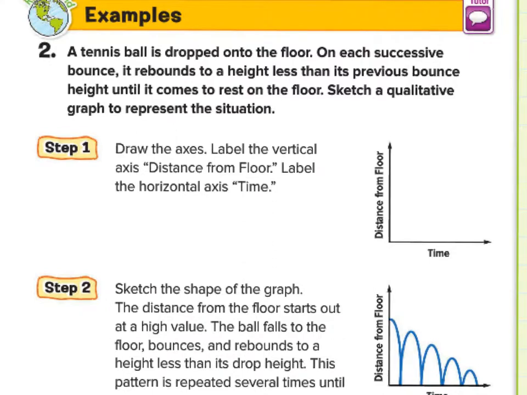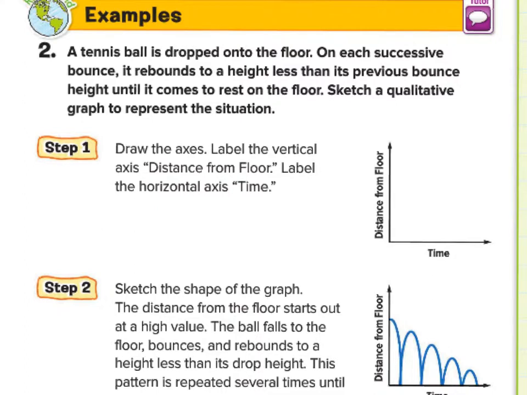Okay, here we have tennis. A tennis ball is dropped onto the floor. On each successive bounce, it rebounds to a height less than its previous bounce height until it comes to a rest on the floor. Sketch a qualitative graph to represent the situation.